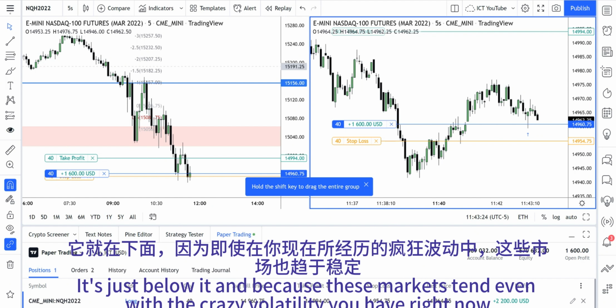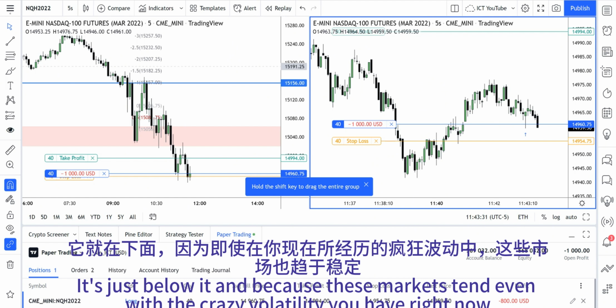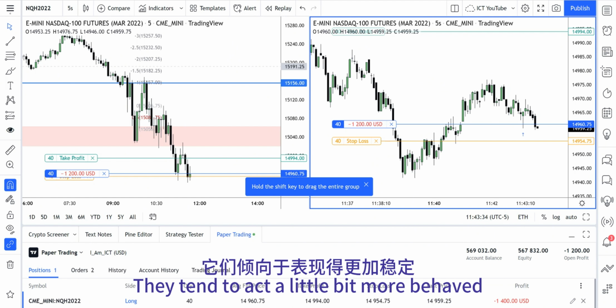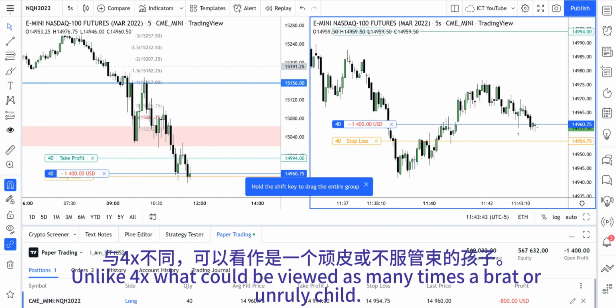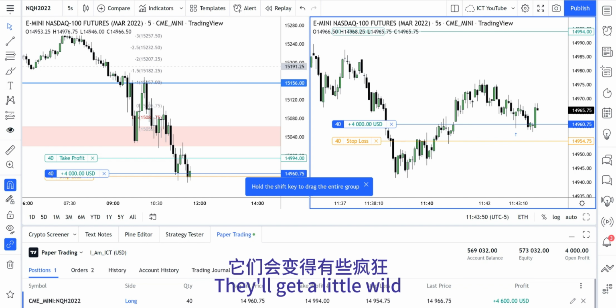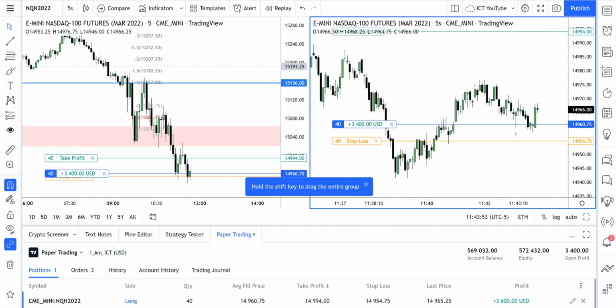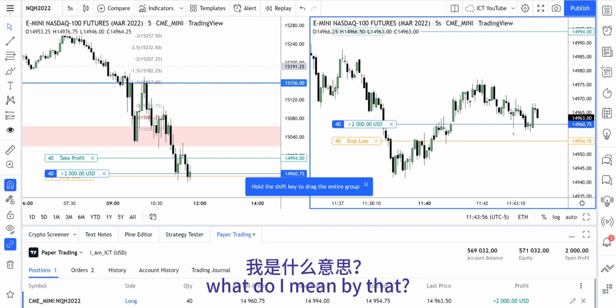It's just below it. And because these markets tend, even with the crazy volatility we have right now, to act a little bit more behaved, unlike Forex, which could be viewed as many times a brat or unruly child. They'll get a little wild. And what do I mean by that? I'll show you in a moment.